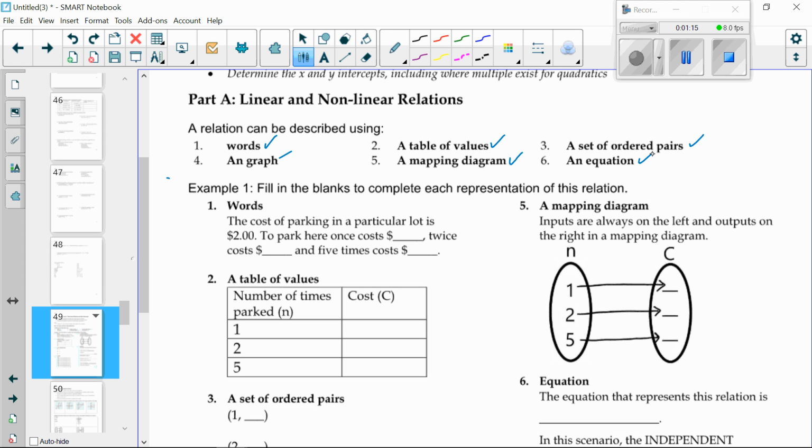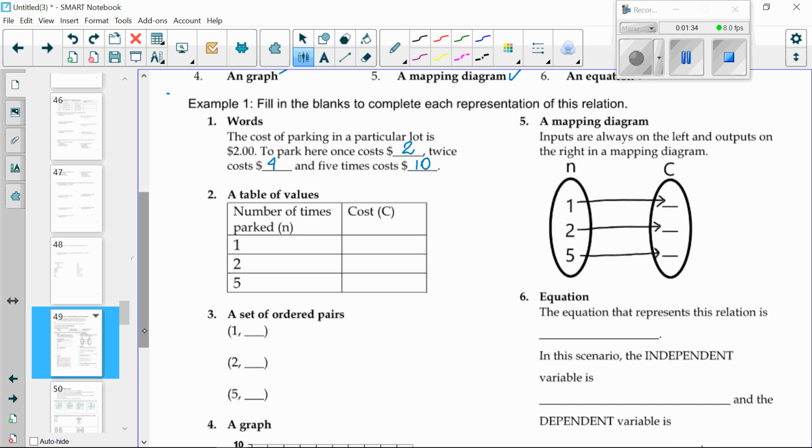In words, the cost of parking in a particular lot is $2. To park here once, it costs $2. Twice, it costs $4. 5 times, it's going to cost $10. Let's fill in the table of values. So we've got the number of times parked, which is N, the cost, which is C.